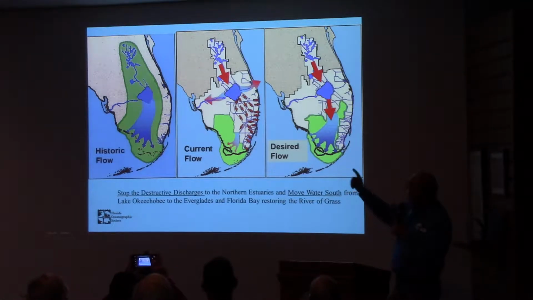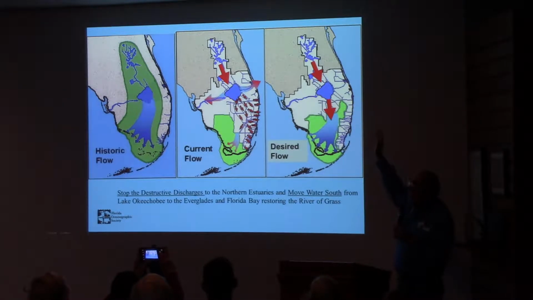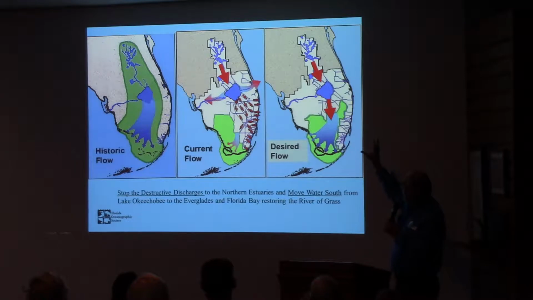Last slide we're looking to do is obviously the desired flow. We want to make sure we slow down the flows coming from the upper chain of lakes, which they've channelized and gotten in too fast, 2 to 3 days instead of 6 to 8 months. Slow it down, attenuate it, treat that pollution at the source. Clean up the lake and let that lake water flow south.